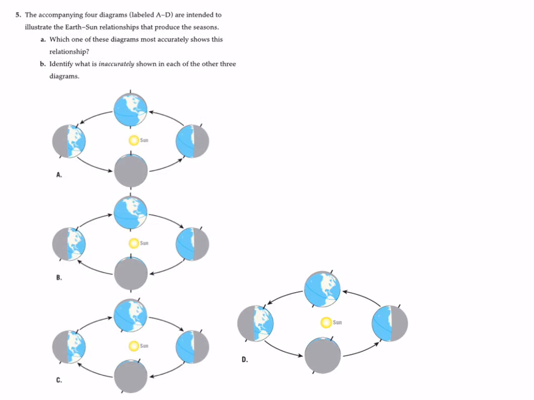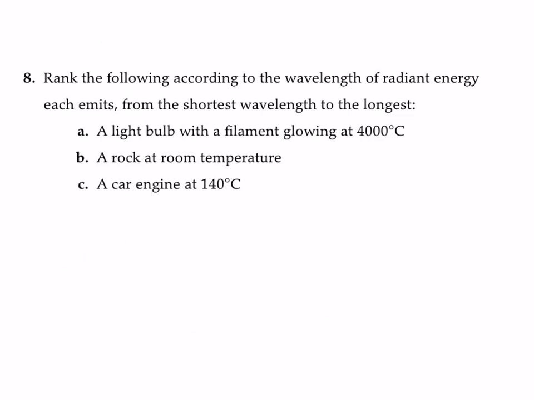The last one under give it some thought looks like this. Again, no asterisk, so you have to do complete sentences here. Rank these in order according to the wavelength of radiant energy each emits, from the shortest wavelength to the longest. My hint for you is: shortest wavelength, would that be hot or cold? Short wavelength is high energy, so it would be hot, exactly. Shortest wavelength would be your hottest. Longest wavelength then would be your coolest.